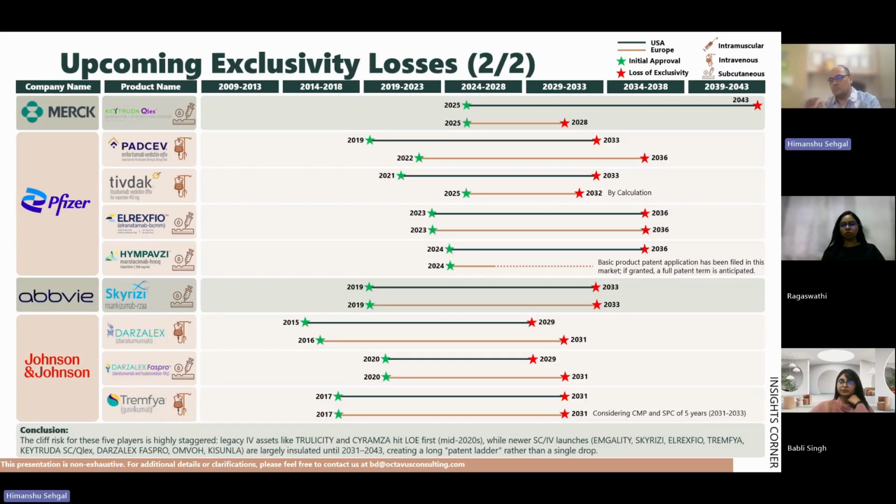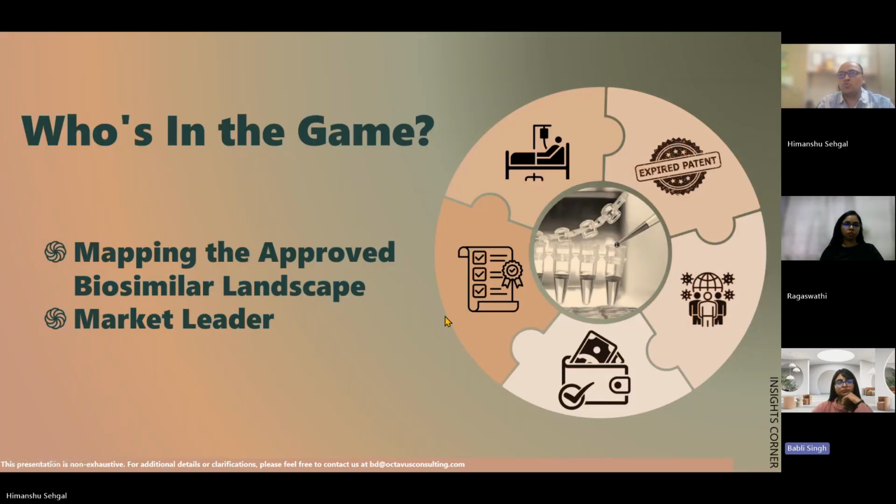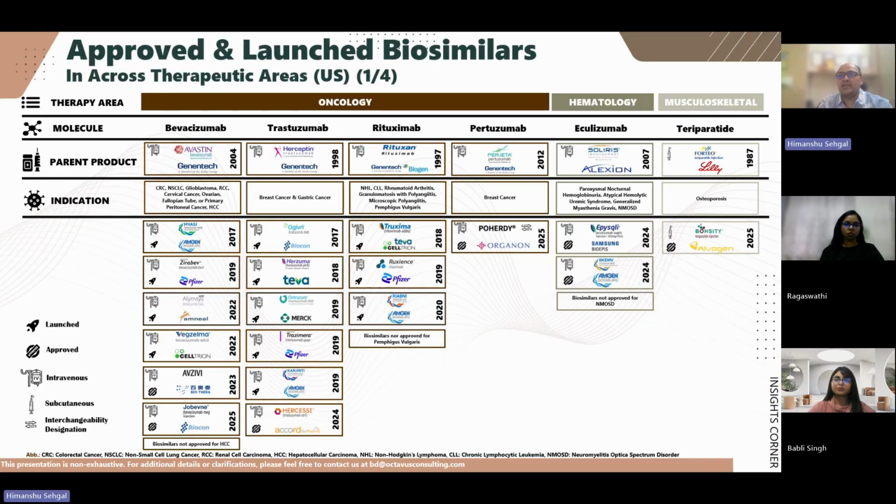For this product, Skyrizi, Humira still comes in the top 20 products. So that is commendable. Now, moving on. So who's in the game, basically? If I talk about mapping the biosimilar landscape and the market leaders, I'll again hand it over to Bubbly to take us through what these slides are talking about. Over to you, Bubbly. Okay, thank you, Manshu.